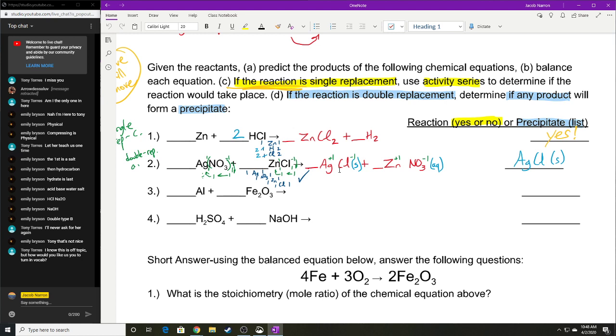Alright, moving right along, let's take a look at number 3. If you guys do have questions, slow me down, but otherwise I'm just going to keep on rolling. This is definitely going to be a single replacement. This is just a metal replacement. So this is a type A.